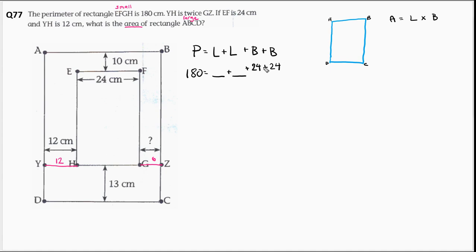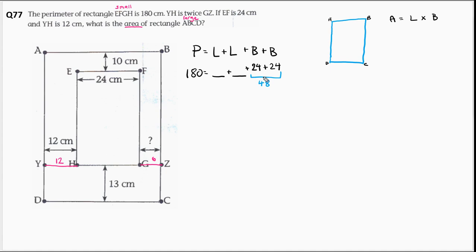You probably can already see what you can do. If we add 24 and 24 together, what are we going to get? We're going to get 48. If we take 48 away from the total, we are going to get the value of these two lengths.